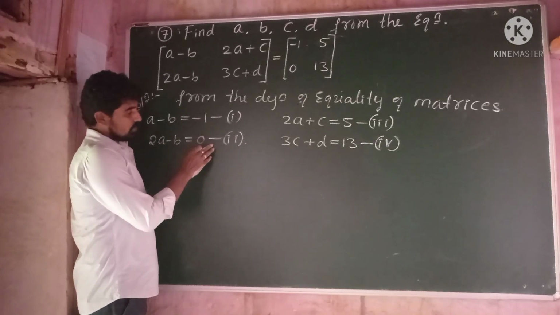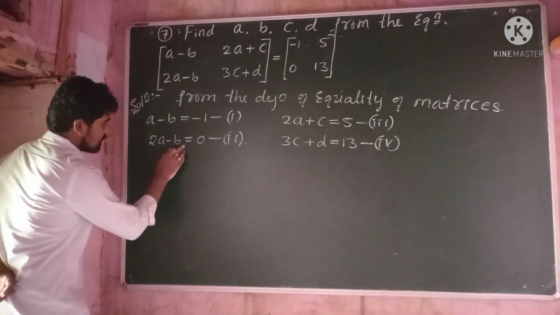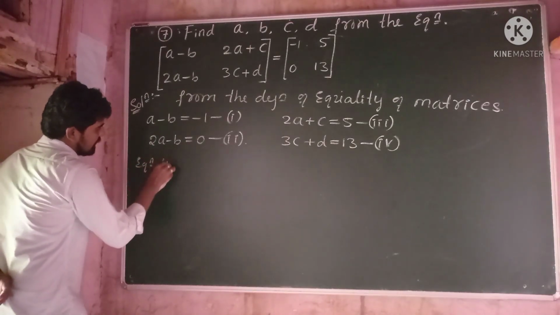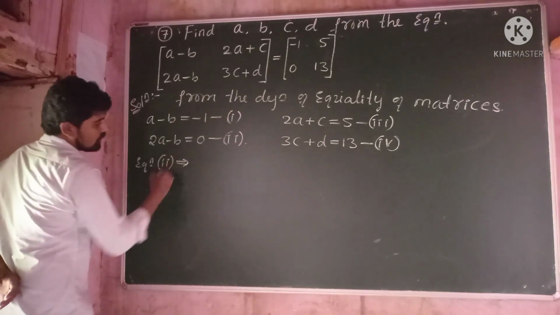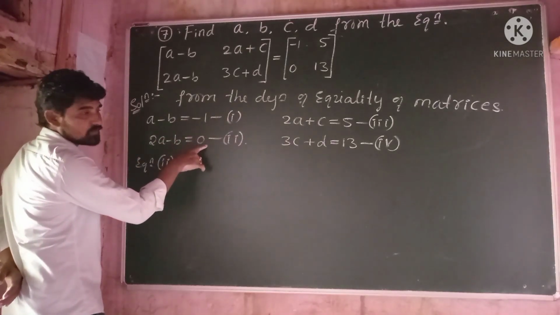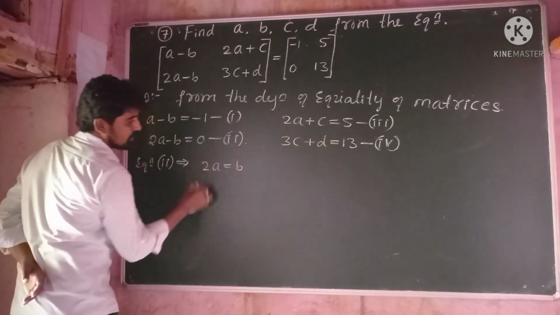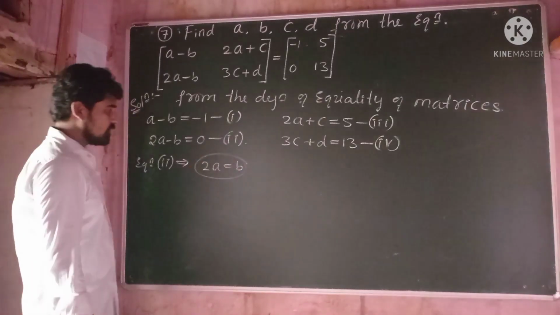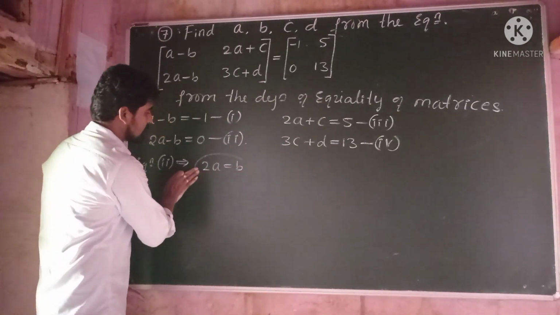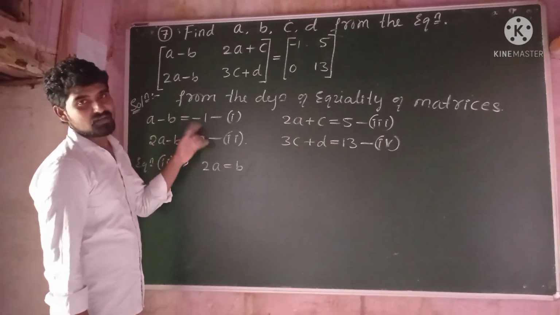from equation number 2, directly we can get the value of B. See here. From equation 2, shift this minus B towards the right hand side. It becomes plus B. Therefore, 2A is equal to B. Hence, the value of B is 2A. So, substitute the value of B equal to 2A in equation number 1. Directly, we get the value of A.